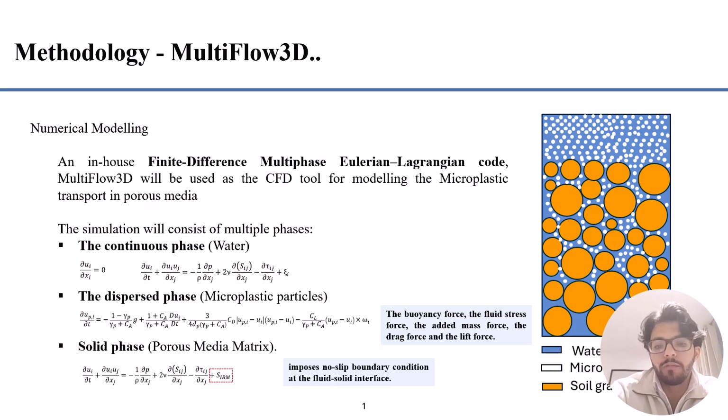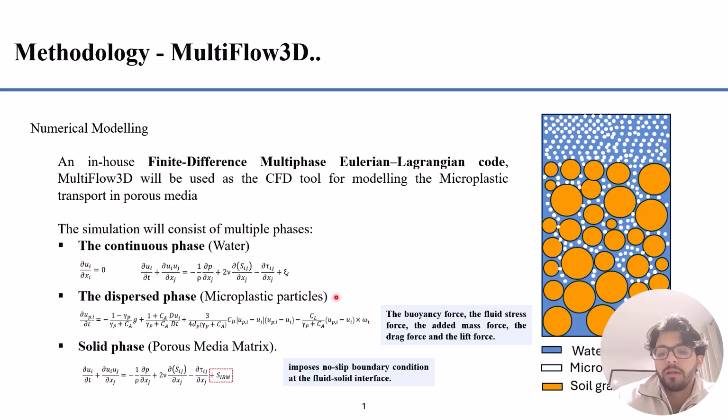In order to do that, we will be using an in-house finite difference multi-phase Euler and Lagrangian code, what we call multi-flow 3D. This will be our CFD tool, computational fluid dynamics, to model the microplastic transport in porous media. This simulation will consist of three different phases. Starting with the continuous phase, which is the water here. This will be modeled by solving the Navier-Stokes equations, so the continuity equation and conservation of momentum.